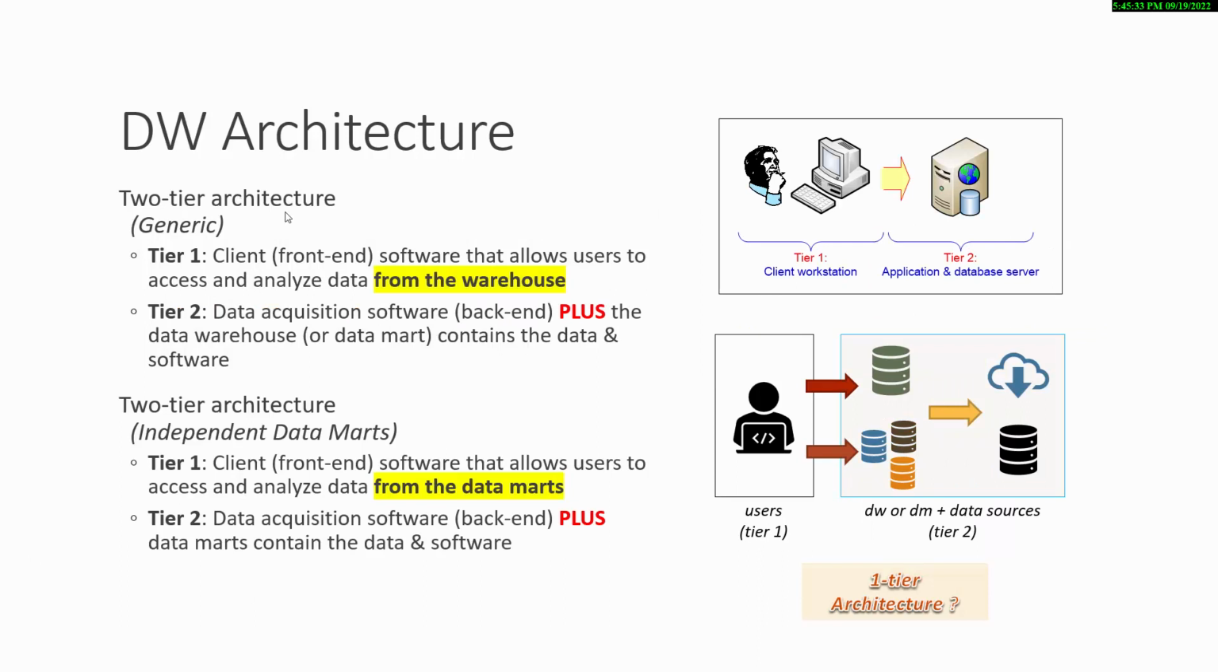In case of a 2-tier architecture, the first tier is the client or the front-end software that allows the users to access and analyze the data from the data warehouse. And the second tier consists of both the backend as well as the data warehouse. So it consolidates the two layers and makes it more economical than the 3-tier structure. If you have a 2-tier structure with an independent data mart, then the client or the front-end software allows access to data from the data mart, and tier 2 is going to contain the backend plus the data mart.